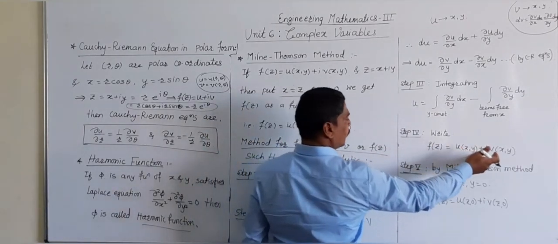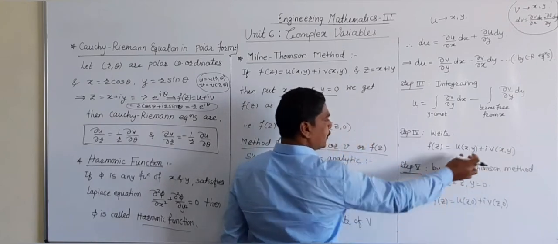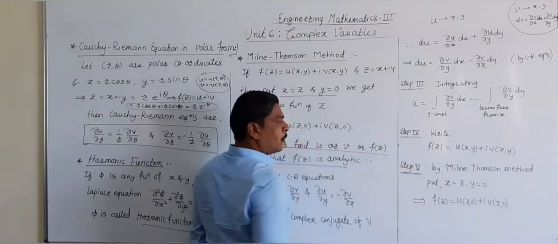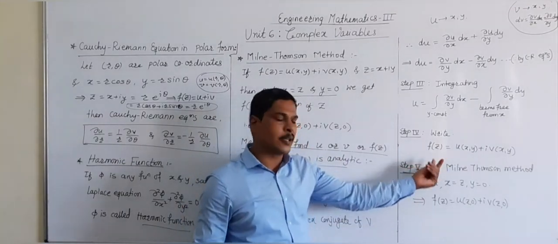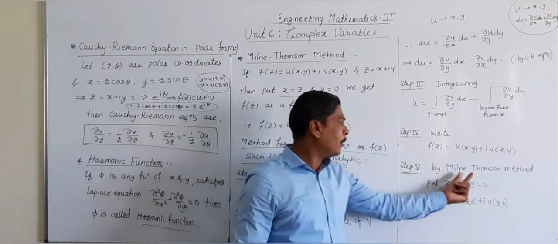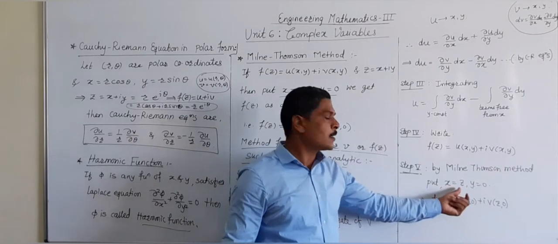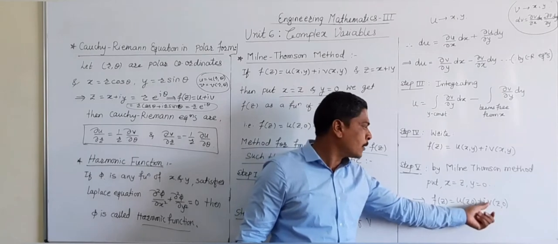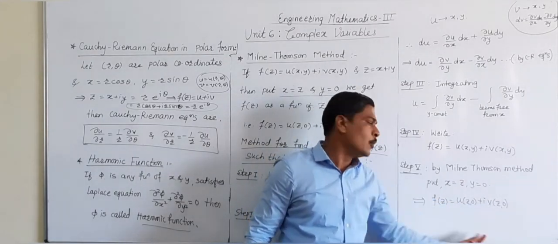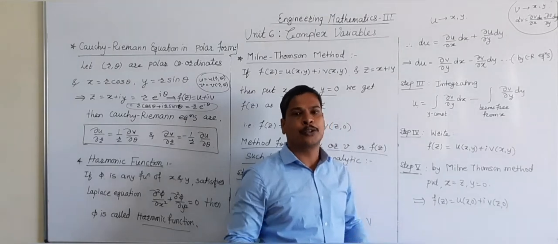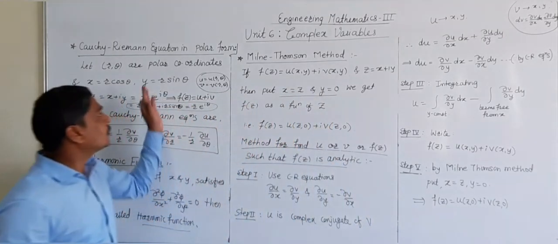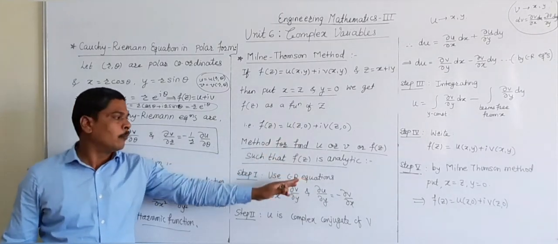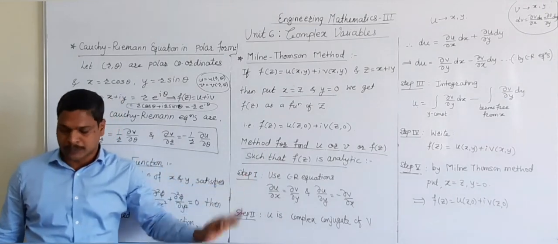Then integrate this, we get function u as a function of x and y, and then we know that f of z is a function of u and v. So replace here the values of u and v, and then the final requirement is to find f of z in terms of z. So the last step, the fifth step, becomes the Milne-Thomson method. Replace x by z and y by 0. We get f of z is equal to u of z comma 0 plus i into v of z comma 0. So in that way we get f of z as a function of z. Okay, so this is the method for finding f of z or u or phi by using CR equations.